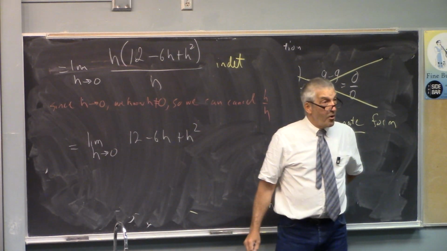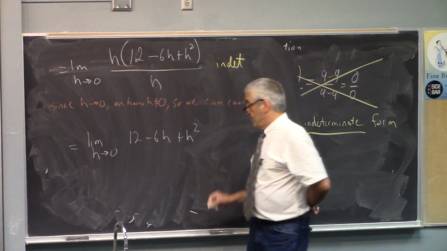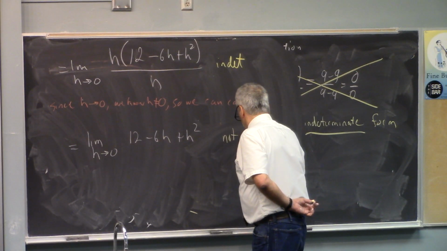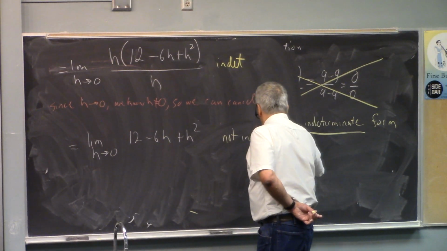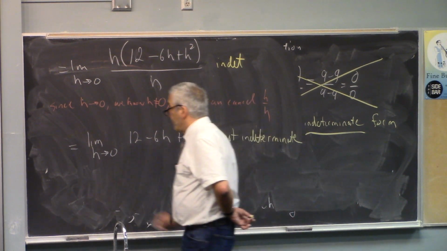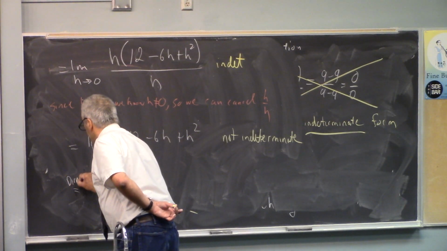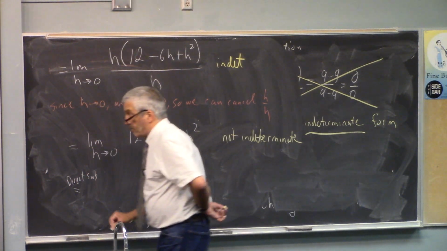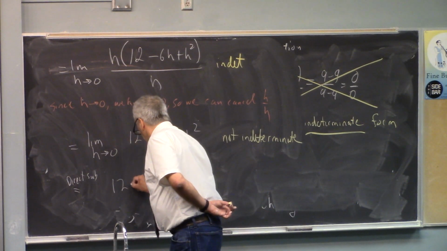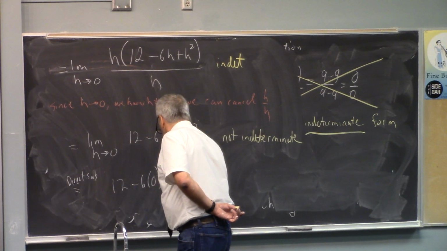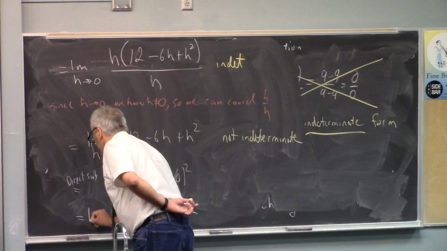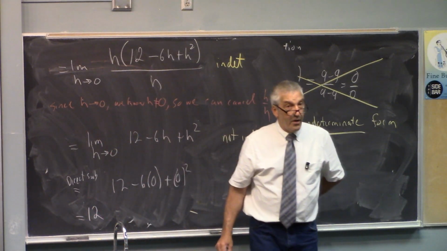Now notice that's no longer indeterminate. Okay, so I can use the direct substitution property. And I get 12 minus 6 times 0 plus 0 squared. All those 0 terms cancel out, and I just get the number 12. So it turns out that this limit is not undefined. It's the number 12.